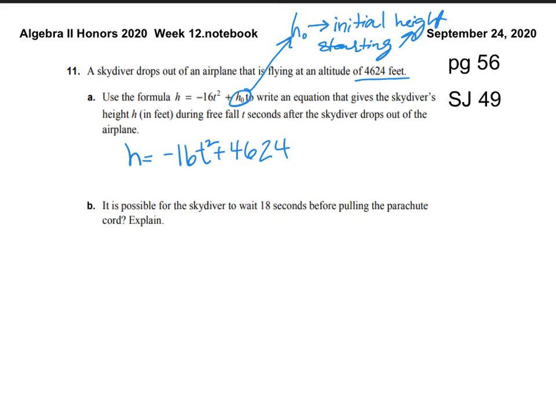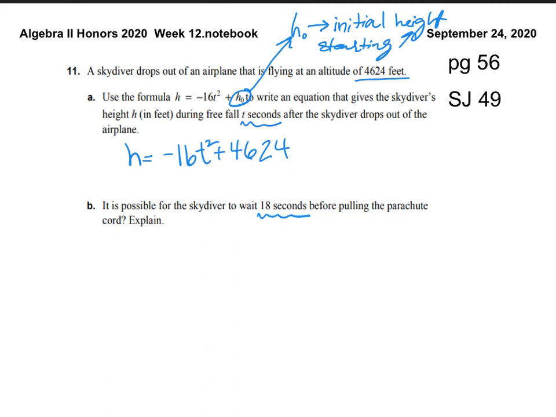For letter B, is it possible for the skydiver to wait 18 seconds before pulling the parachute cord? So after the skydiver jumps out of the airplane, would it be possible for that skydiver to wait 18 seconds? Let's talk about what 18 seconds means. In the equation for letter A, I have h, which stands for height, and t, which stands for time, in seconds. See, it says t seconds.